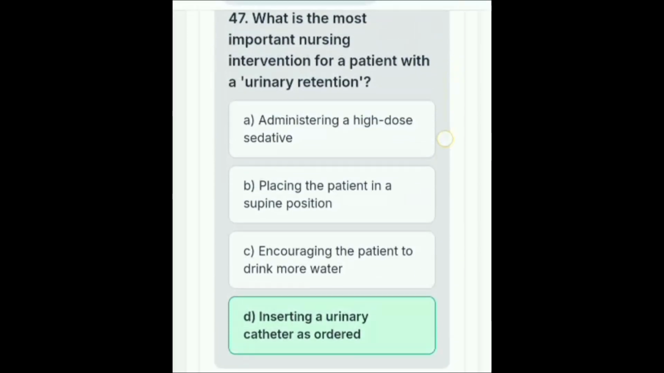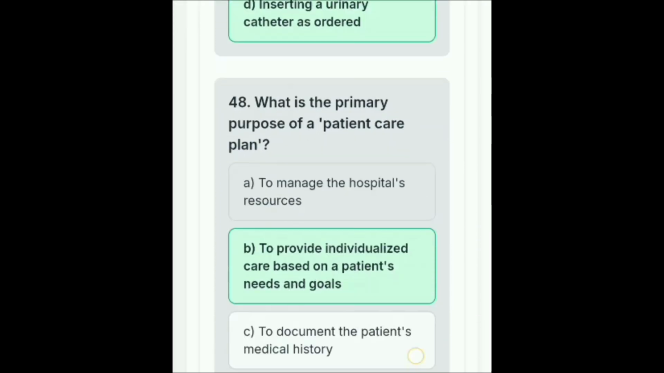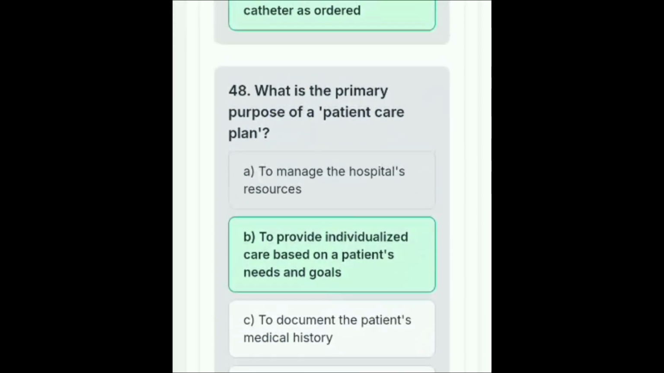What is the most important nursing intervention for a patient with urinary retention? Option A, administering a high dose sedative. Option B, placing the patient in a supine position. Option C, encouraging the patient to drink more water. Option D, inserting a urinary catheter as ordered. So the D is the right answer.